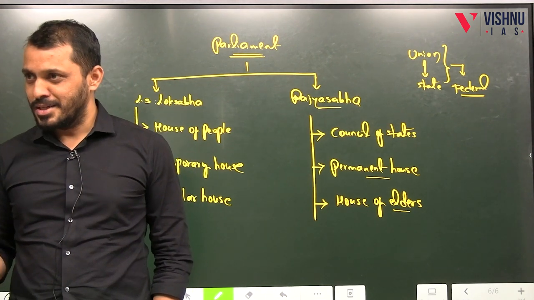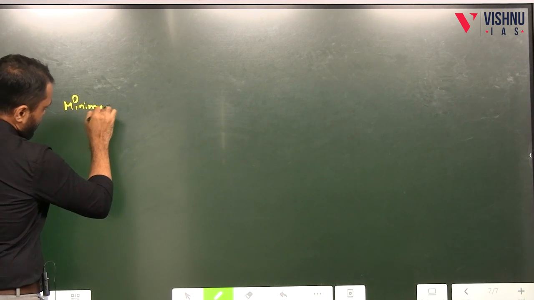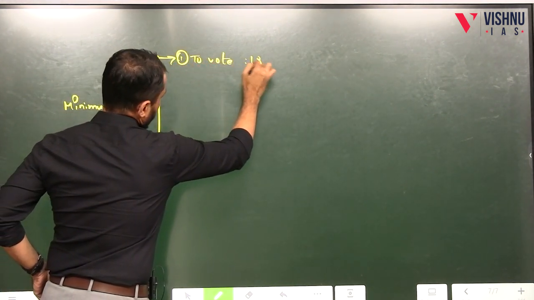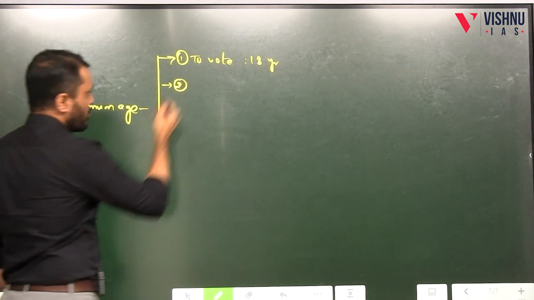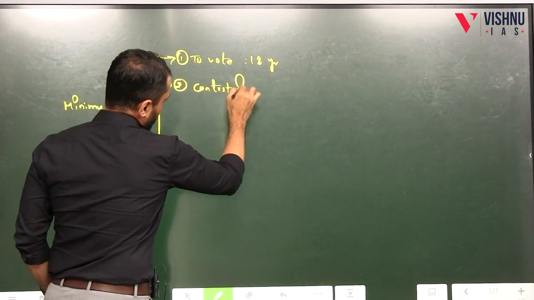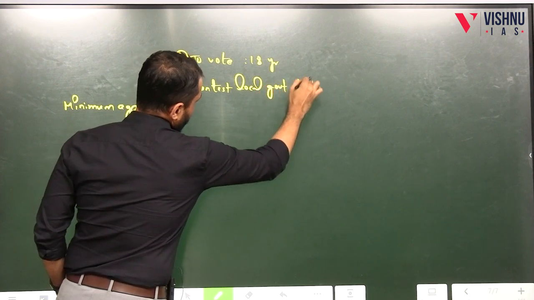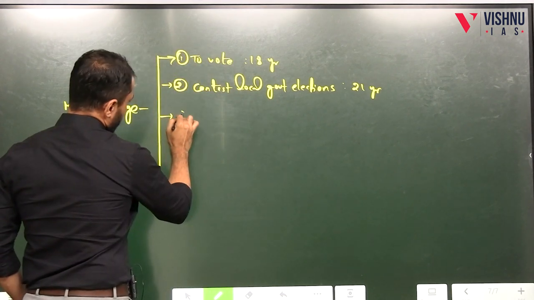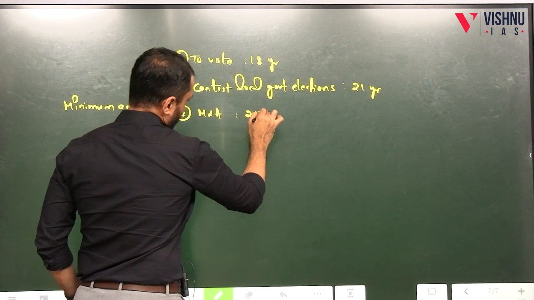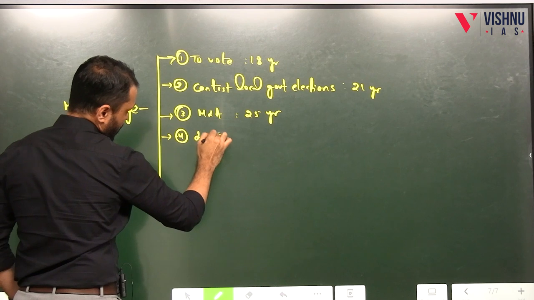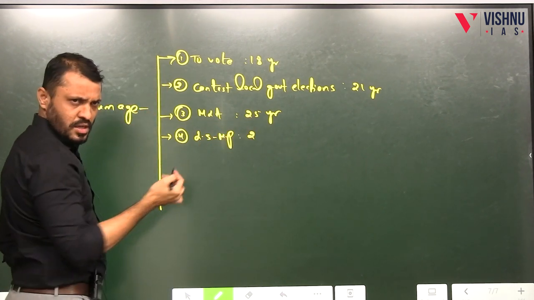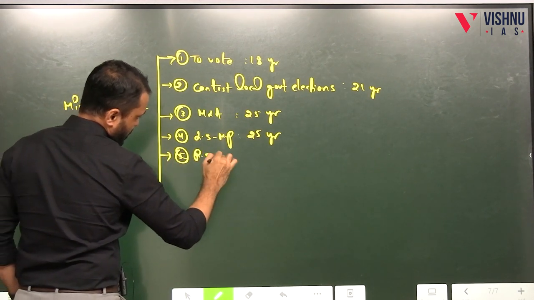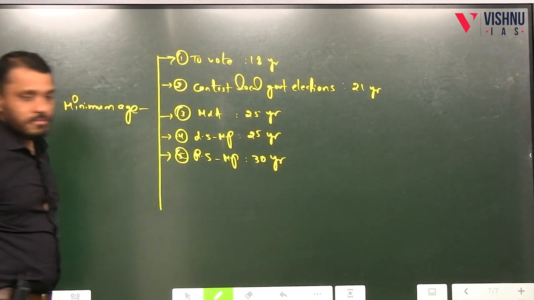Obviously. What is the minimum age for Lok Sabha? 18 years. Minimum age to contest in local body elections, local government, like MPTC, ZPTC, Sarpanch and all these things? 21 years. Minimum age to contest MLA? 25. Minimum age to contest Lok Sabha MP? Same age, or 2 or 3 years more? Same age. That you have to remember. 25 years. Rajya Sabha? 30 years.